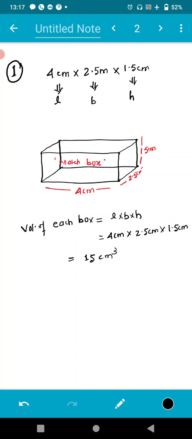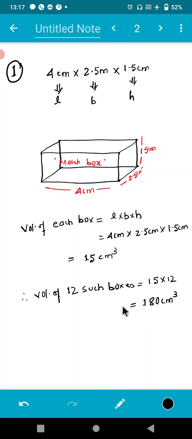Now what is the final thing that we have to find out is the volume of 12 such boxes, isn't it? So therefore volume of 12 such boxes would be what? 15 into 12, and that would be equals to 180 centimeter cube. Okay, so the packet volume would be equals to 180 centimeter cube, which will hold 12 such matchbox. Okay, so this is the solution of question number 1, students.